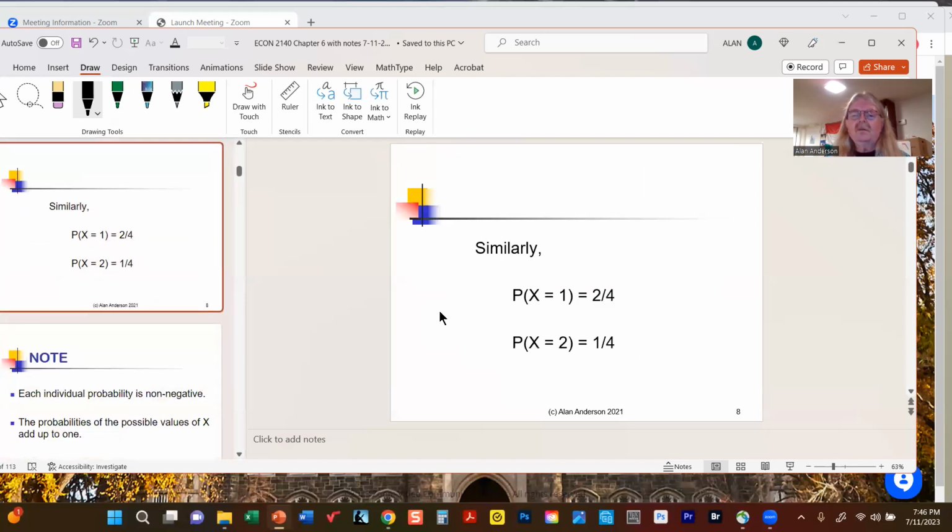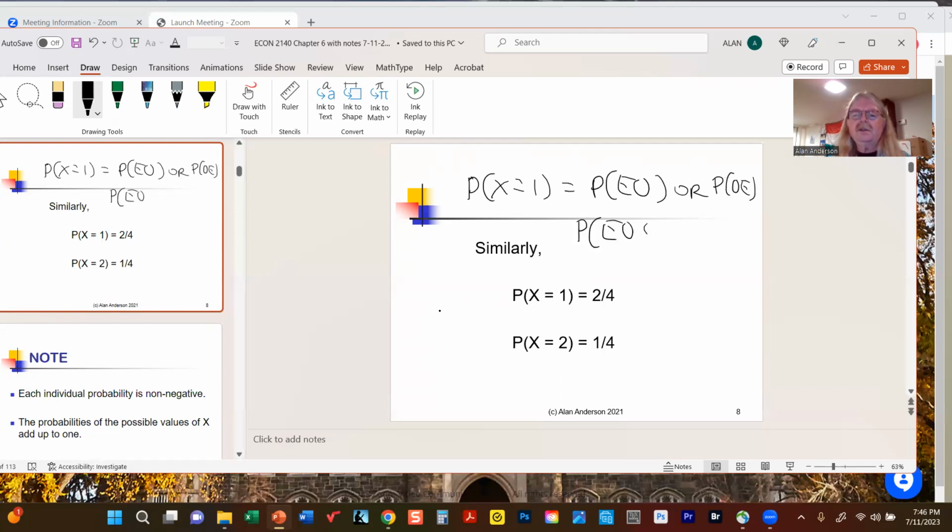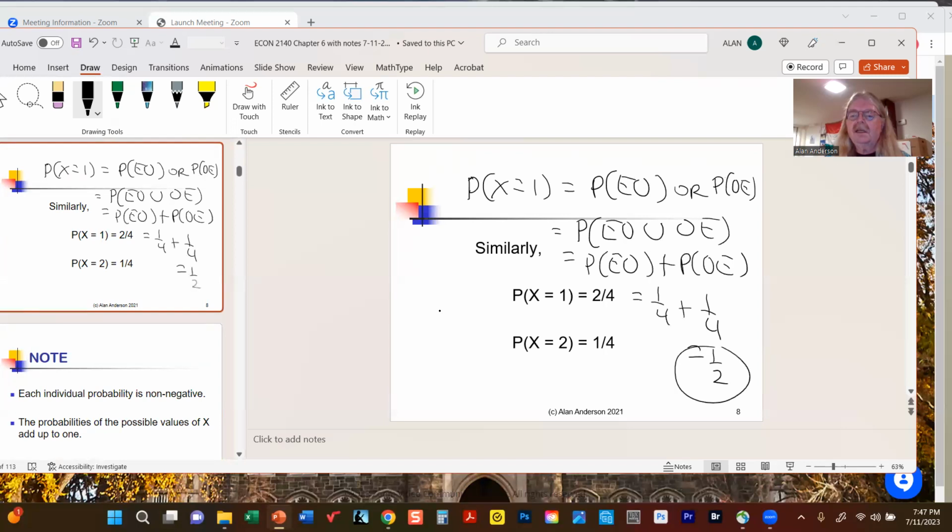Now, what about 1, though? This is an interesting case because the probability of x equaling 1 is the same thing as saying the probability of getting EO or OE, which can be written as the union of EO and OE. And because these are mutually exclusive outcomes, we can use the simplified addition rule to write this as the probability of EO plus OE, which is 1/4 plus 1/4, which is half. That's fine. The probability that x equals 1 is 2/4 or 1/2.